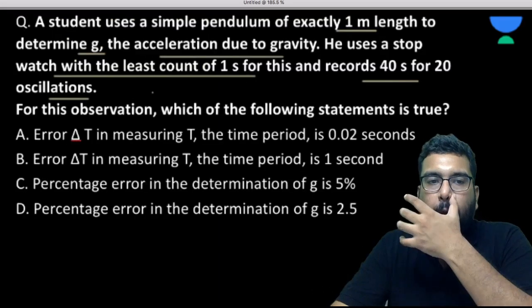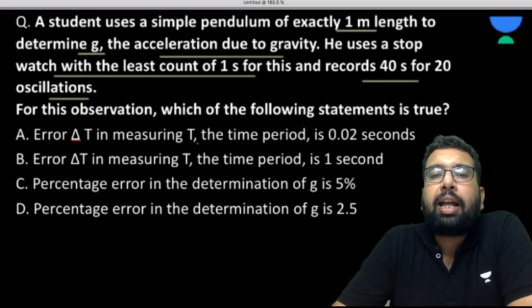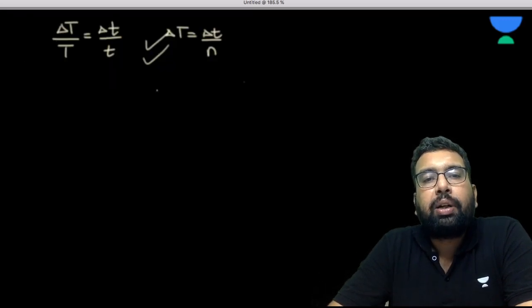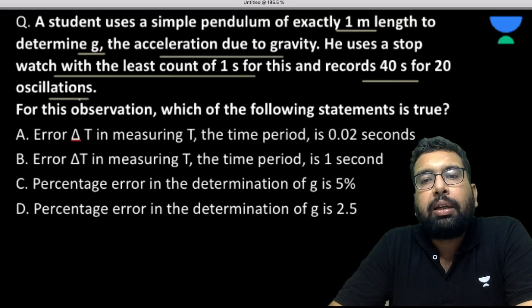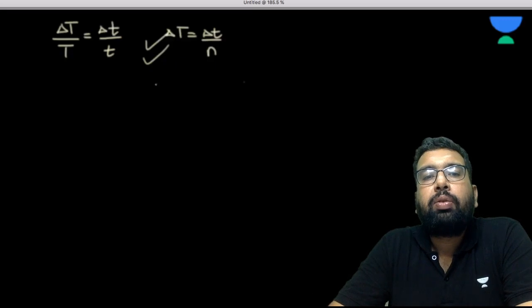Now, simple logic. So let's check with the first option. Error delta t in measuring t, the time period is 0.02 seconds. Now please read this. So he uses a stopwatch with the least count of 1 second. That means that to record 40 seconds, the error in the measurement is 1 second.